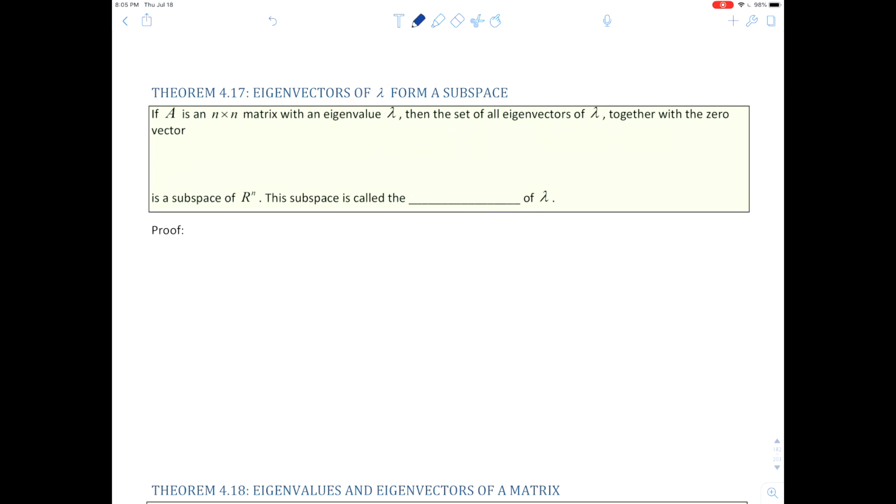If A is an n by n matrix with an eigenvalue lambda, then the set of all eigenvectors of lambda together with the zero vector, so I'm just going to write this in math, the set of x such that x is an eigenvector of A, union the zero vector, is a subspace of Rn. And this subspace happens to be called the eigenspace of lambda.